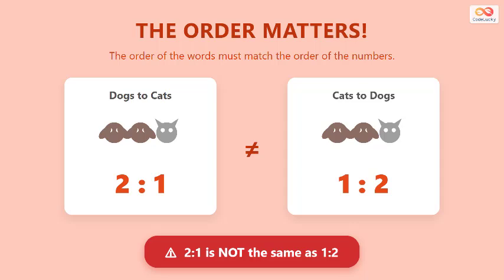It is very important to remember that the order matters. The order of the words must match the order of the numbers. For example, if you have 2 dogs and 1 cat, the ratio of dogs to cats is 2 to 1. But if you say cats to dogs, the ratio flips to 1 to 2. Saying it backwards changes the meaning entirely.